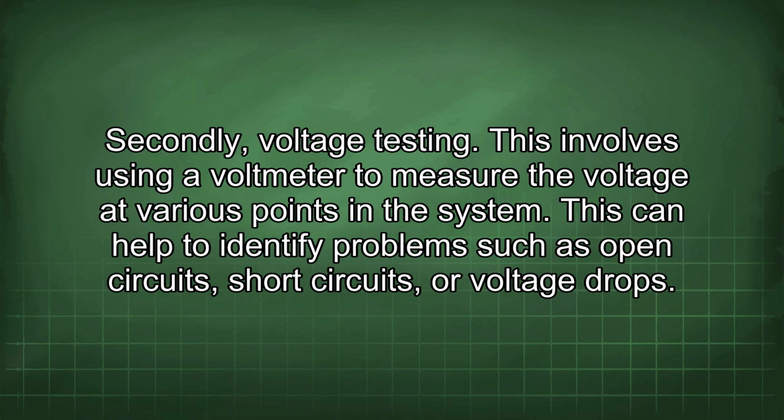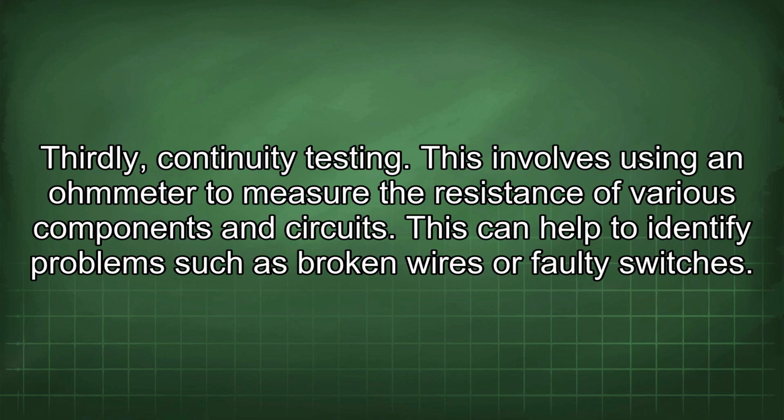This involves using a voltmeter to measure the voltage at various points in the system. This can help to identify problems such as open circuits, short circuits, or voltage drops. Thirdly, continuity testing. This involves using an ohmmeter to measure the resistance of various components and circuits. This can help to identify problems such as broken wires or faulty switches.